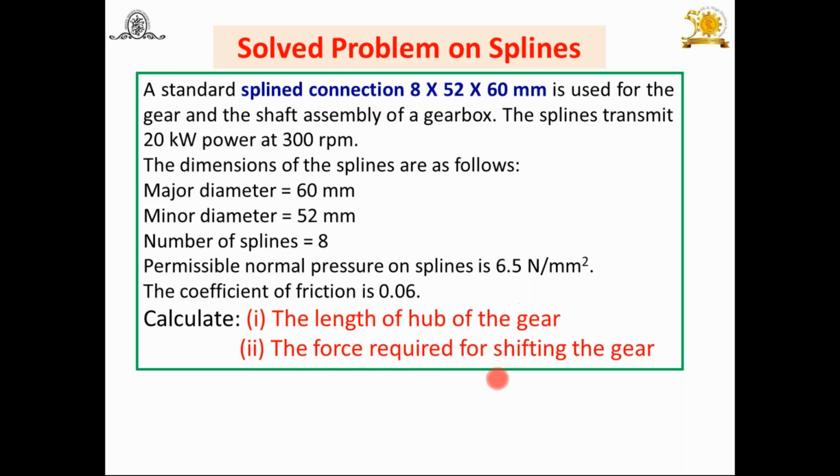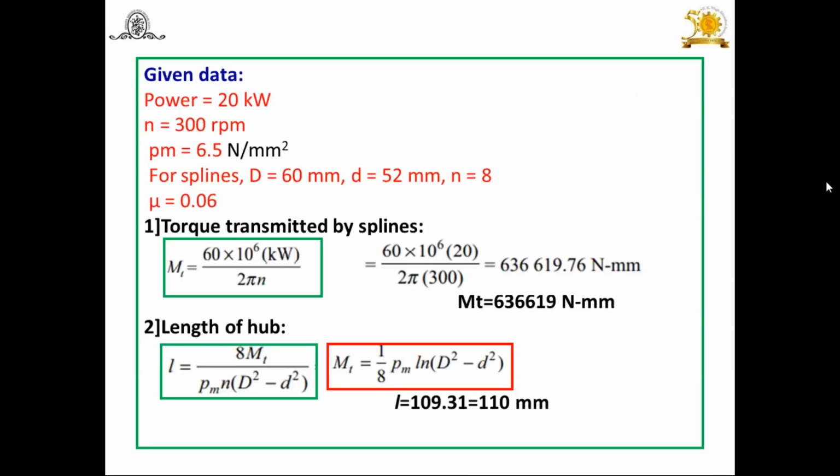So after reading the problem statement carefully, what you have to do is write down the given data. So let us write down. Power is given, 20 kilowatt. It transmits power at 300 rpm. PM is given, 6.5 Newton per mm square. And for splines, capital D, small d, n number of splines, and mu, everything is given. And we know the torque transmitted by the spline, I have already explained: power is equal to 2 pi N MT upon 60.